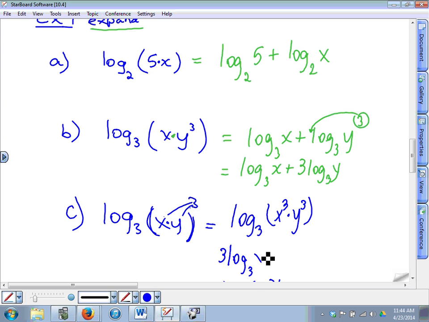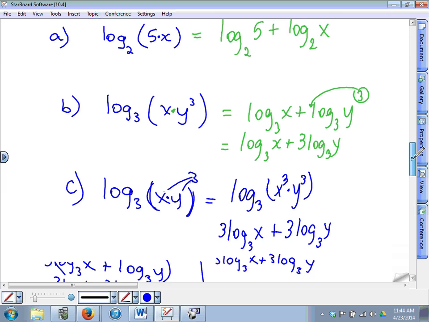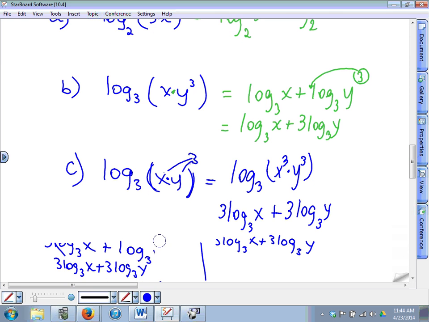3 log base 3 of x plus 3 log base 3 of y. Exactly. There's one way to do that problem. This is actually the way I would recommend. Simply, there's fewer chances of making a mistake. But the other way is just as easy and just as quick. Let me show you.